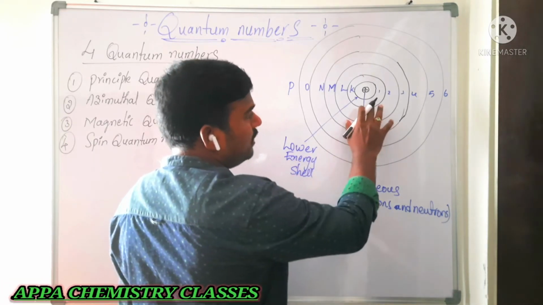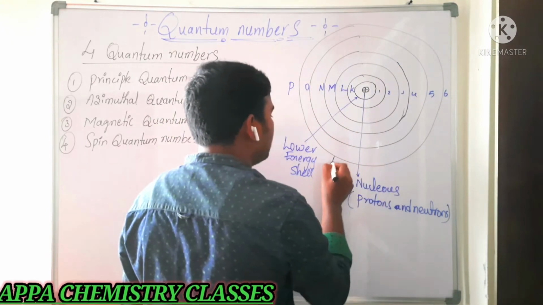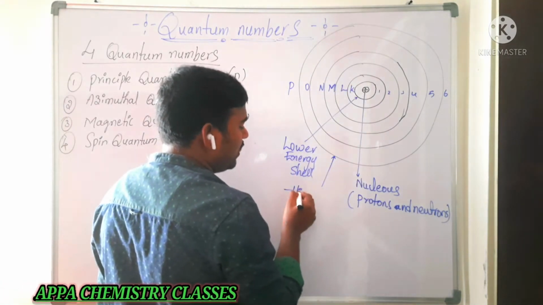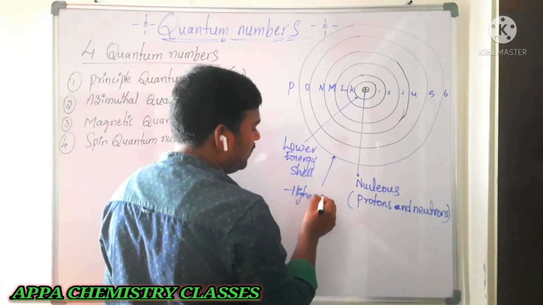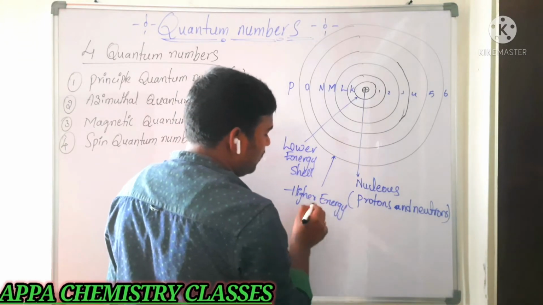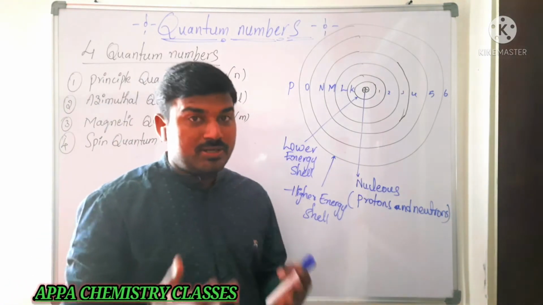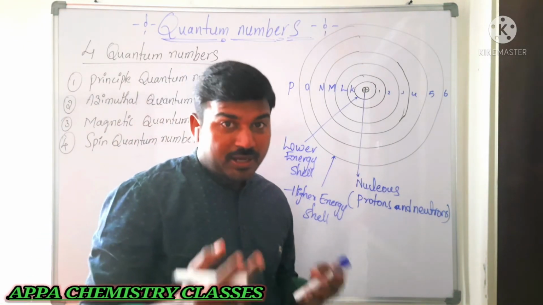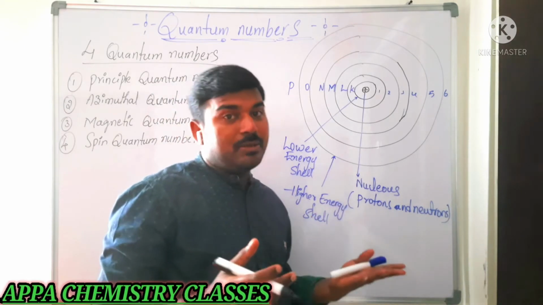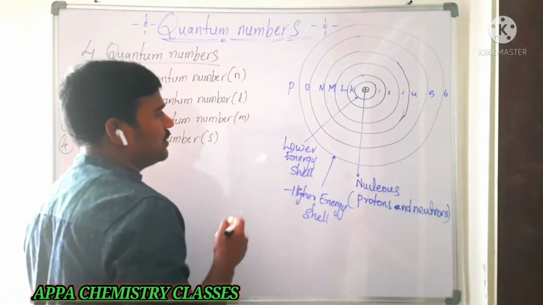Now the energy shell which is far from the nucleus is called the higher energy shell. Also you must know what is meant by valency shell, what is meant by penultimate shell, and what is meant by anti-penultimate shell. About those words you should have some idea.